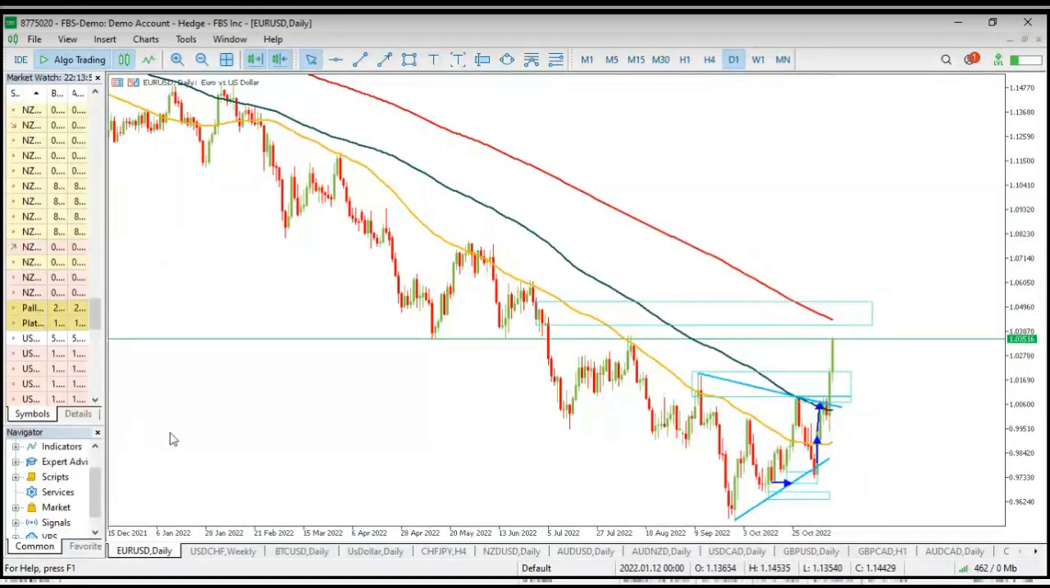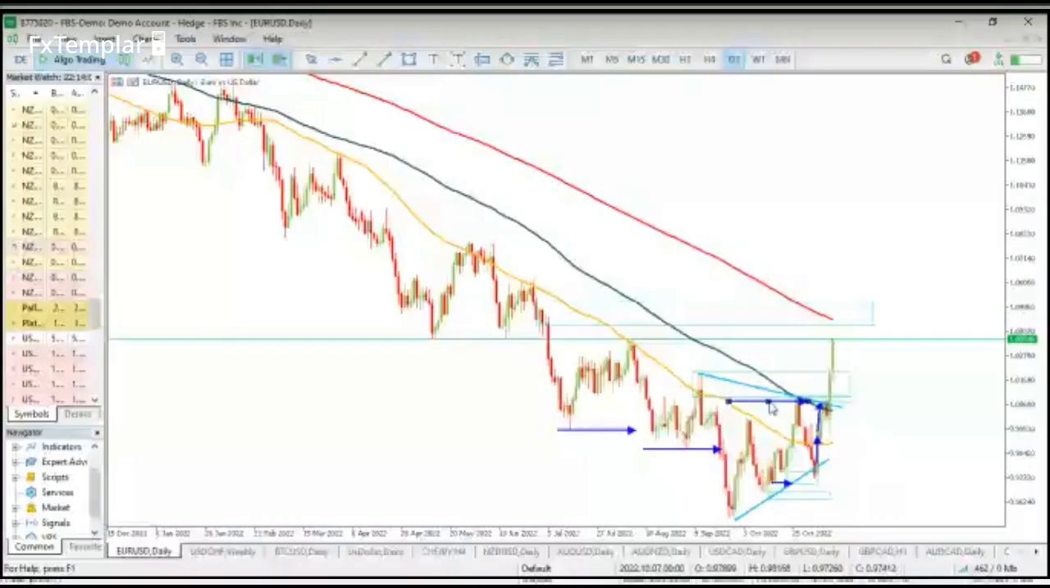We've seen break of structure over here. We've seen that break of structure. We've seen this break of structure. We've seen liquidity grabbed here. Price refused to go down, which means that this is most likely going to be the next area of liquidity grab. Remember, we're on the daily time frame.